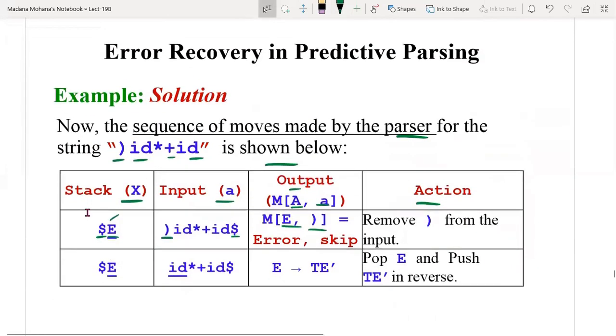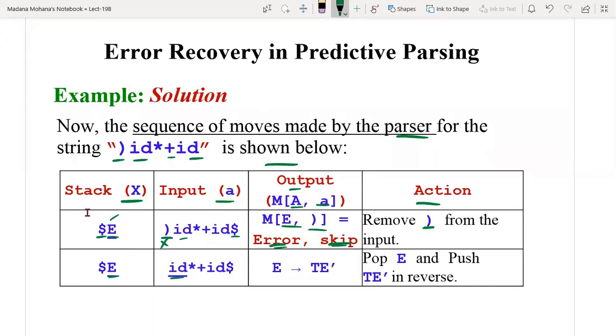So that is the synchronizing token. That means what you have to do? Whenever a synchronizing token is there, it is an error, and you simply skip the input symbol. Skip means you have to remove. So remove the current input symbol right branches from the input. Now this can be removed. Then the remaining input is ID star ID dollar. There is no change in the stack.